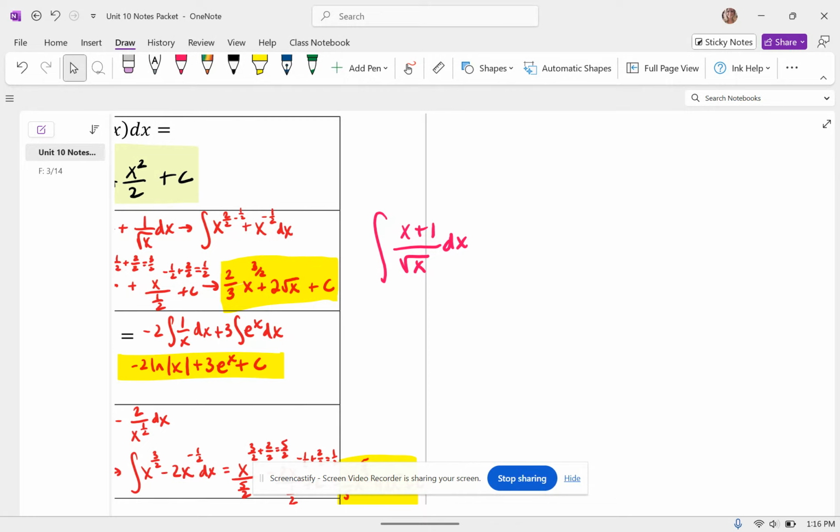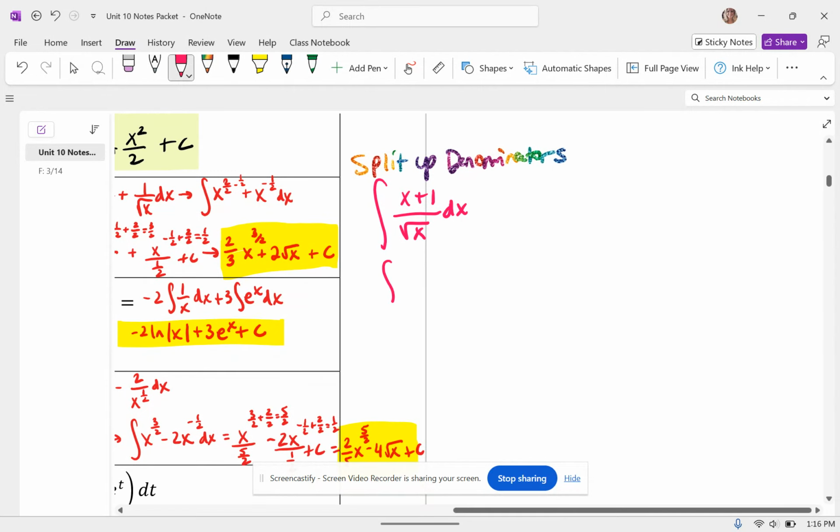You can split up the denominator. Is this like inklings of what we were going to say? Yes, you could split up the denominators. So go ahead and write "split up denominators." This is a skill that is also available to you. We talked about pulling out constants, and now we're talking about splitting up denominators. You don't know how to do division of stuff, so you would rewrite it in a usable version: x over the square root of x plus 1 over the square root of x dx.